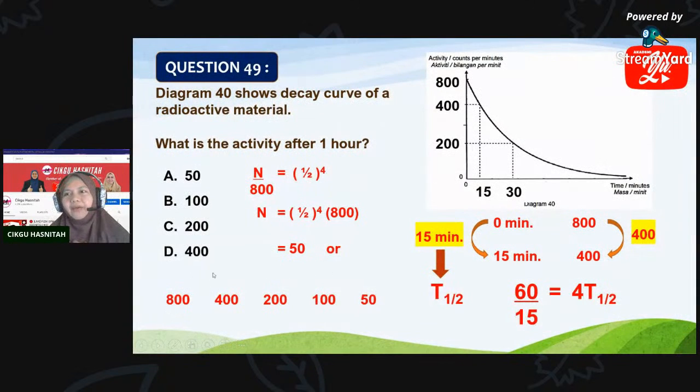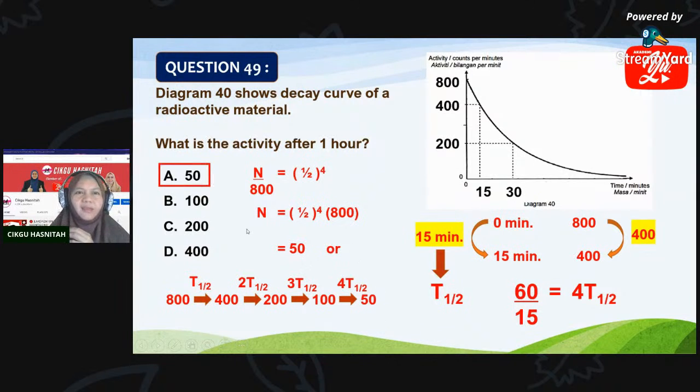800 reduced to 400, this is the first half-life. And 400 reduced to 200, this is the second half-life. 200 reduced to 100, this is the third half-life. So 100 reduced to 50, this is the fourth half-life. So the final remaining sample is 50. So the answer is A, 50. That is how to do 49.